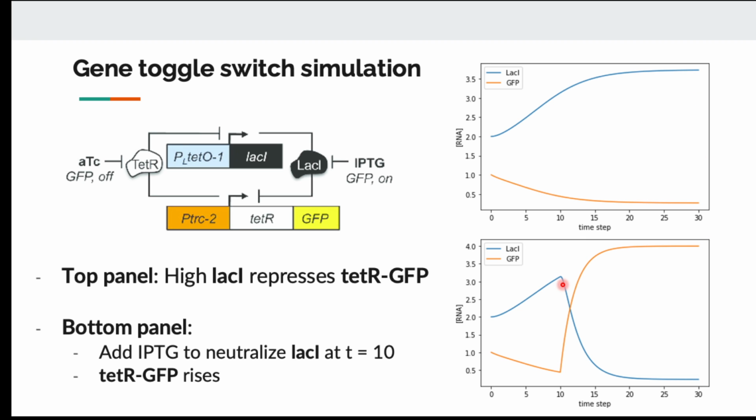If we treat the system with IPTG, that neutralizes LacI. So LacI will stop repressing TetR. TetR production will start, and when TetR production starts, it will repress LacI, and the dynamics will switch to a different state. And we don't need to maintain IPTG throughout. We just treat with IPTG for a certain period of time until TetR wins over LacI, and then the cells will reach the equilibrium by themselves.